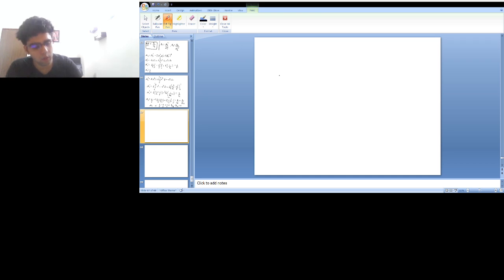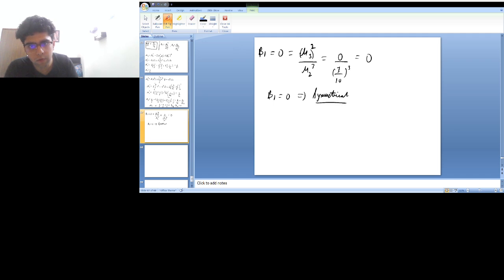Therefore the value of my beta 1 comes out to be equal to 0, because this is equal to the square of the third moment with respect to the mean, divided by the cube of the second moment with respect to the mean, and this was equal to 3 by 10, so the whole cube, and the numerator was 0, which gives me 0. And when beta 1 is equal to 0, we can imply that the distribution is symmetrical, right? So we had to prove this.